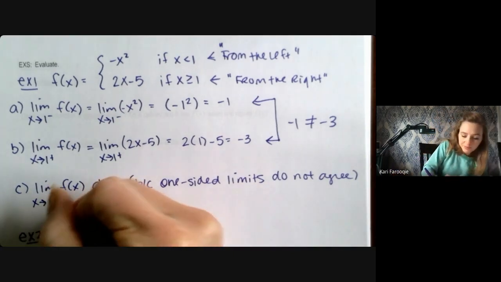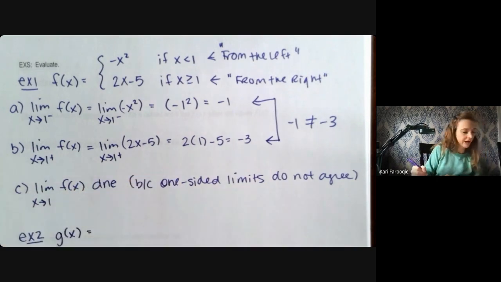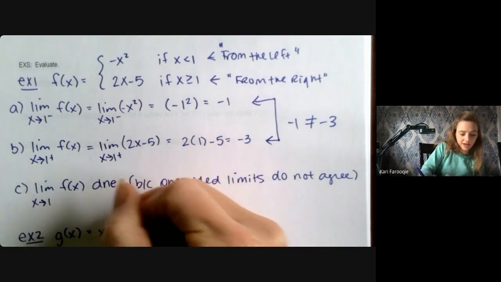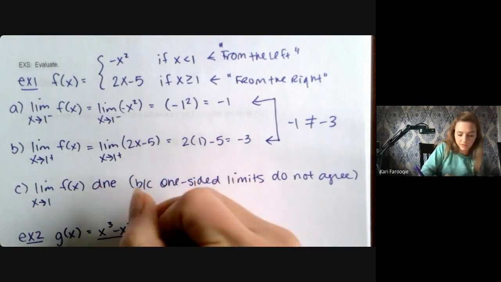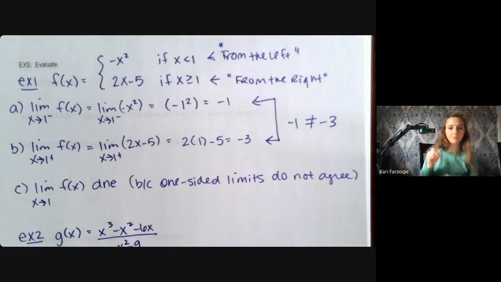Example 2. G of x, let's look at a rational function here, is x cubed minus x squared minus 6x divided by x squared minus 9. We're going to look at actually 4 different limits here.